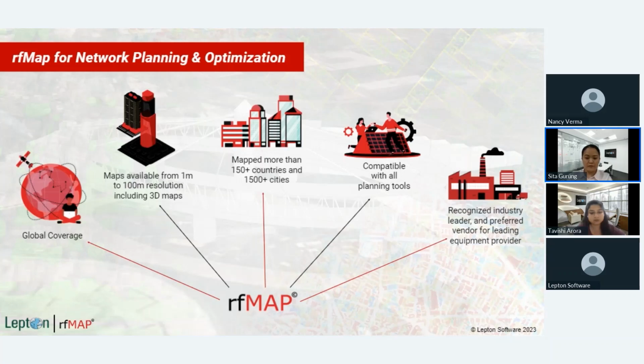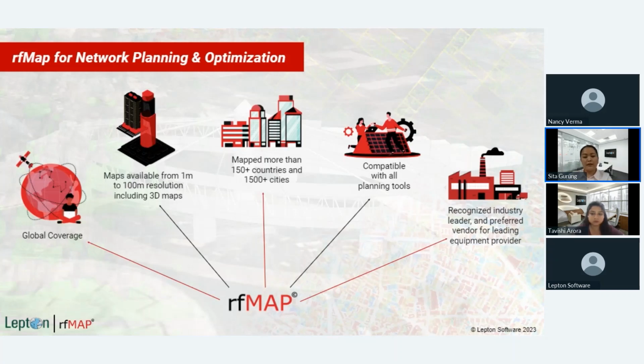Maps are available from 1 meter to 100-meter resolution, which includes 3D maps. The resolution or quality of the data set varies from 1 meter to 5, 10, 50 to 100 meters. We have mapped more than 150 countries and 1500 plus cities. As you can see, we have covered almost 80% of countries across the world, and within those 150 countries, somewhere around 1500 plus cities.